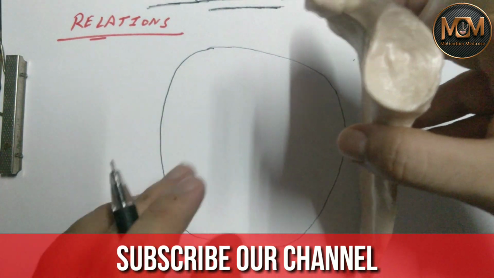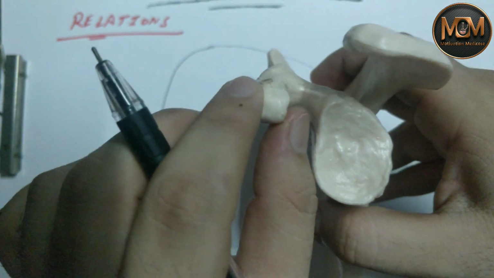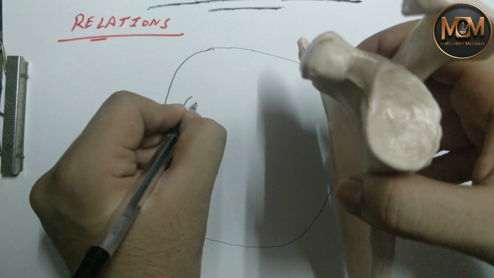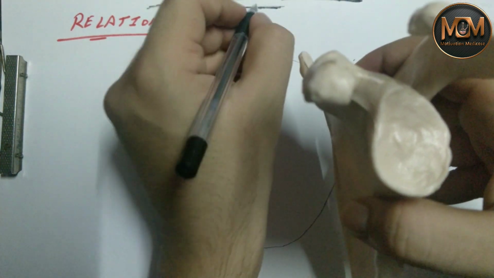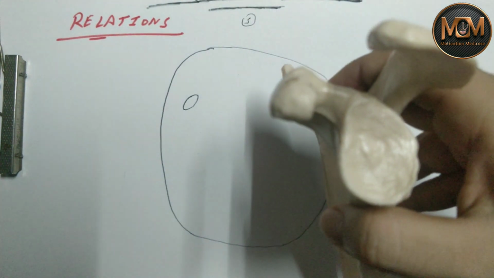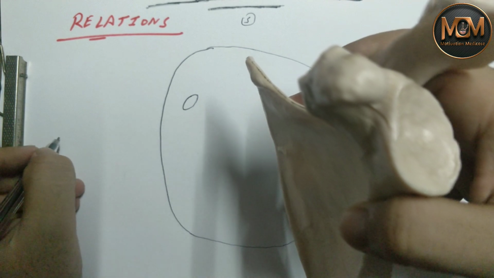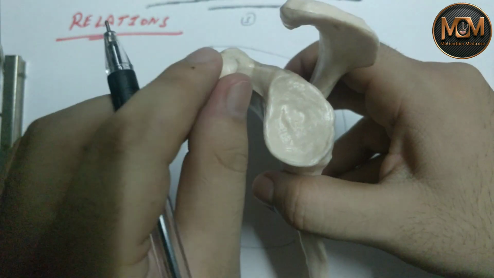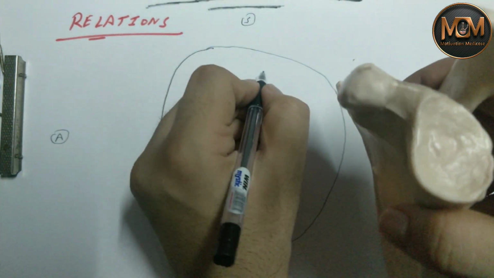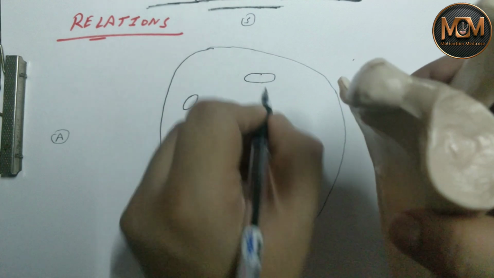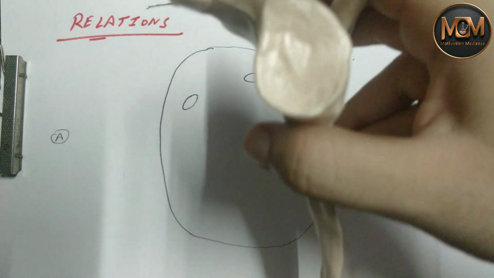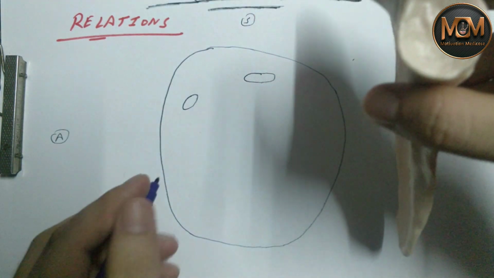See, this is going to be circle-like. Anteriorly this will be the coracoid process, so we'll draw the coracoid process. First of all let's have orientation: this is the superior side, this is the inferior side, this is going to be your anterior side, and this is your posterior side. So anteriorly you have the coracoid process, and a little behind is the acromion process. This is what we have drawn, the acromion process. In between is the glenoid fossa.